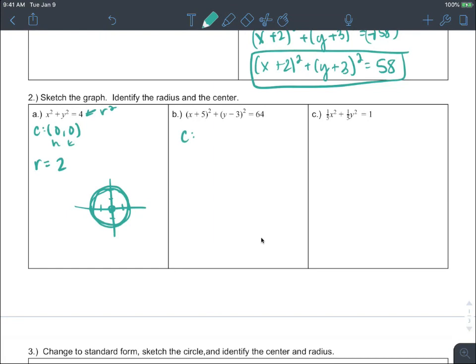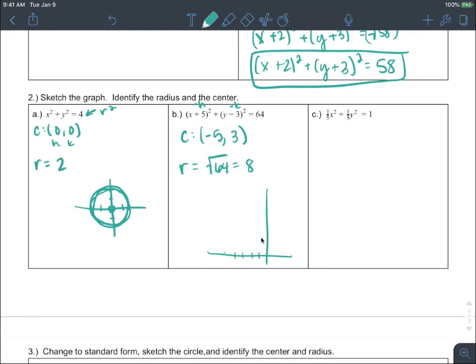Okay, center. This is negative h and negative k. So we get negative 5, and negative 3 becomes a positive 3. That's my center. And then my radius would be the square root of 64, which is 8. So 1, 2, 3, 4, 5. Well, let's draw this different.